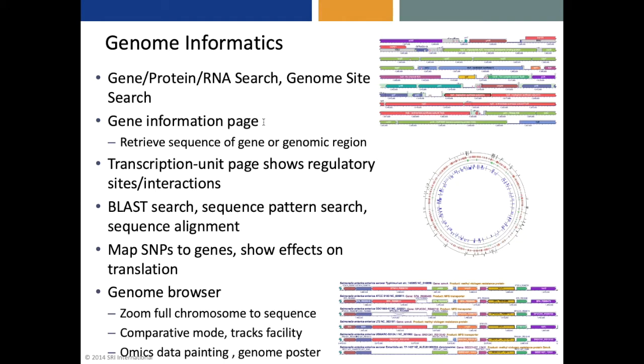There is also a genome browser that works both in a linear mode and a circular mode. It can zoom from the full chromosome in one window to the sequence level. It has a comparative mode shown here, where different chromosomal regions can be aligned at the same gene. And it has omics data painting capabilities.